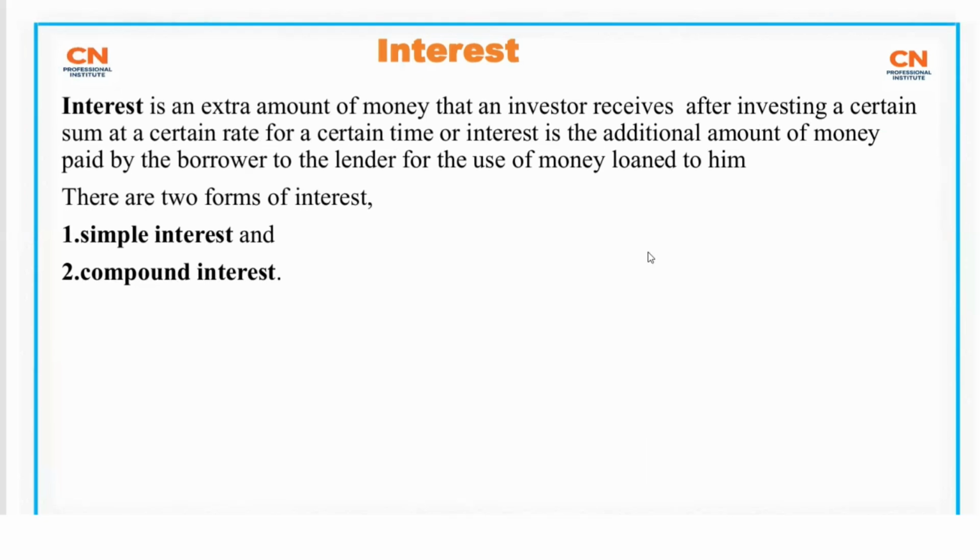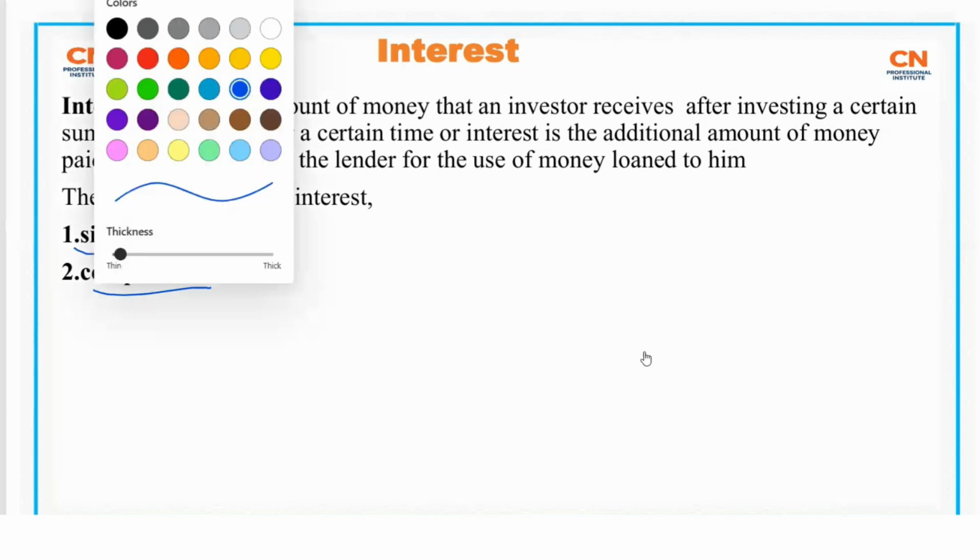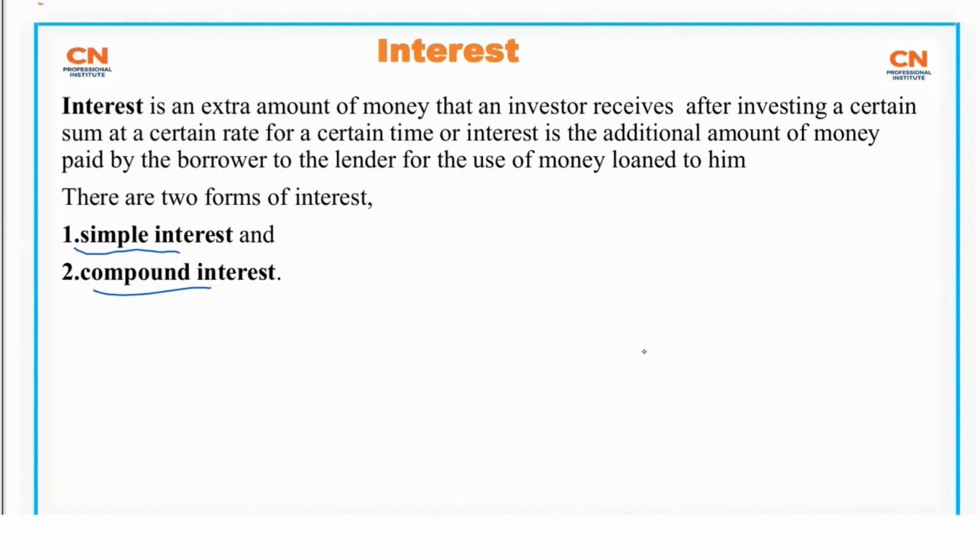Now we have two forms of interest. We have the simple interest and the compound interest, right? So we have the simple interest and the compound interest. So these are the forms of interest. We have the simple interest and then the compound interest, right? So we're looking at this along the line. So let's continue. So let's pick the first one, simple interest, and look at what it is.